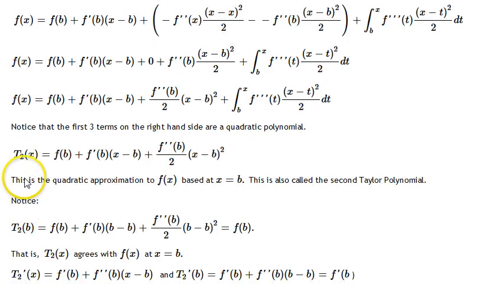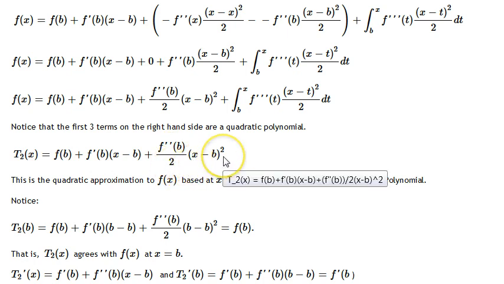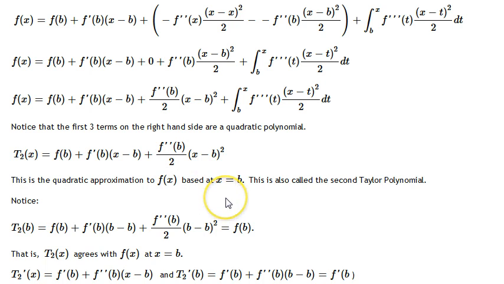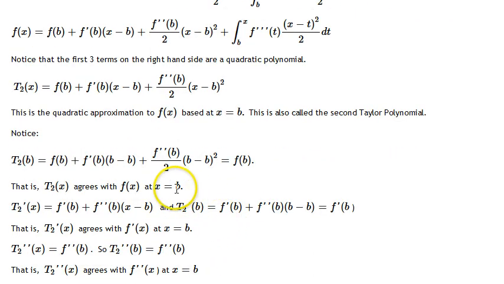First of all, we're going to call it the second Taylor polynomial. I'm going to call it T sub 2 of x. It's just f of b plus f prime of b times (x minus b) plus f double prime of b divided by 2 times (x minus b) squared. Okay. So notice here what the properties are. One is that if I plug a b in here, then I would plug a b in for this x and a b in for that x, and I end up with that it's just equal to f of b. That is, this second degree polynomial agrees with the function at x equals b.